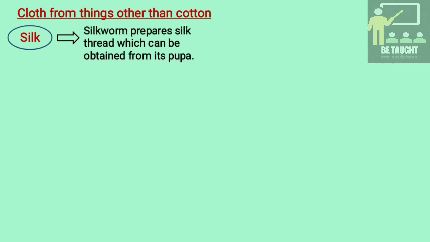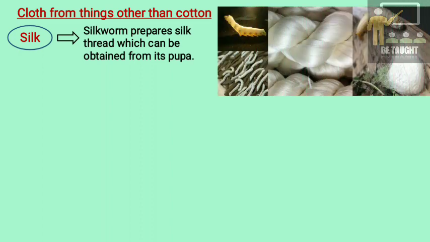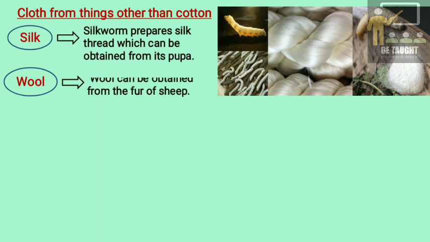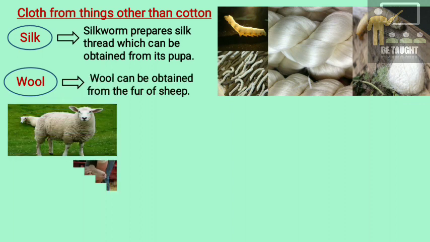Cloth from things other than cotton. Silk. Silkworm prepares silk thread, which can be obtained from its pupa. Wool. Wool can be obtained from the fur of sheep.